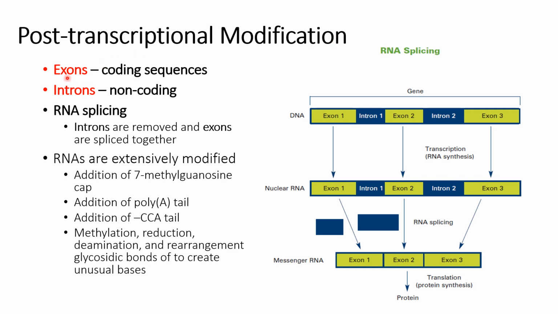So, again, exons are coding sequences, introns are non-coding. Sa primary transcript, meron pang kasamang introns. But we need the coding sequence kasi magta-translate na tayo into protein. So, kailangan mga functional lang. We now have to splice the introns. Tawag natin sa process is RNA splicing. Introns are removed and exons are spliced together.